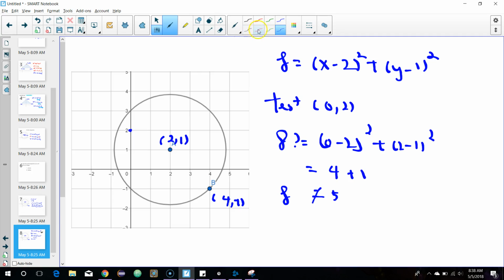And then another question may say, well, let's test 0 and 3 and see if it works. 0 and 3, just use red for it. 0 minus 2 is going to be 2 square, 4.